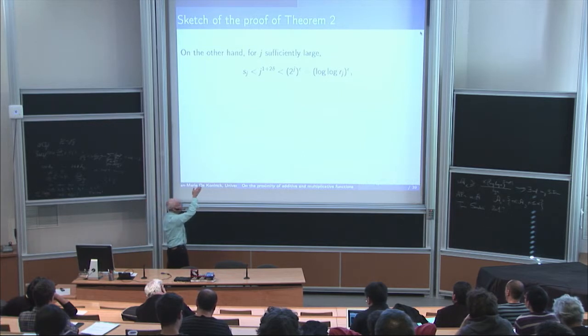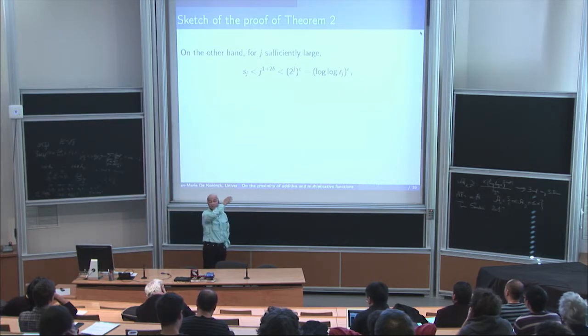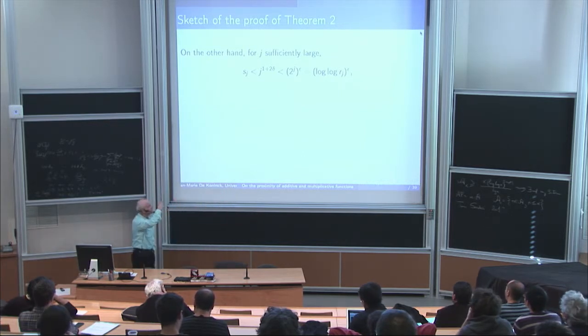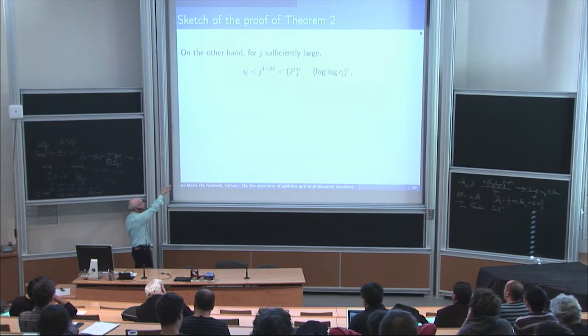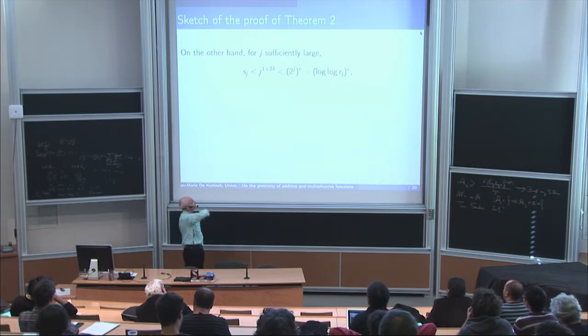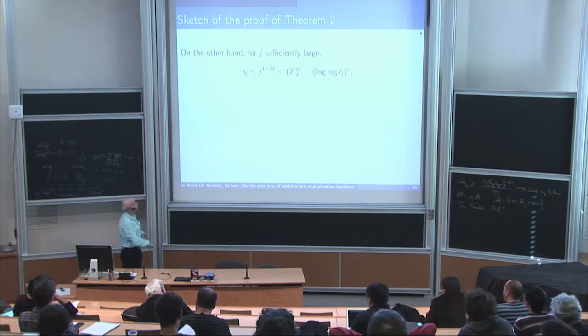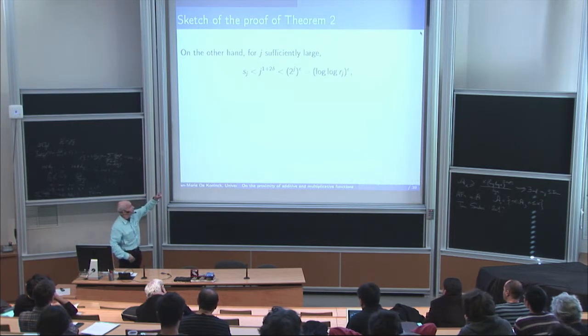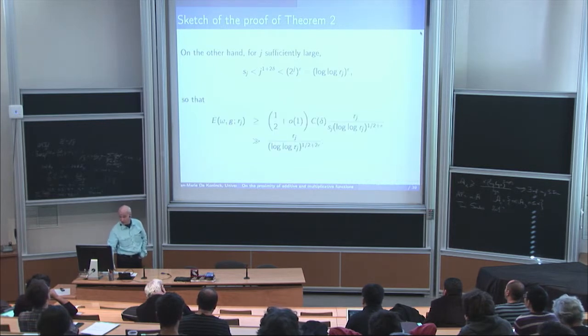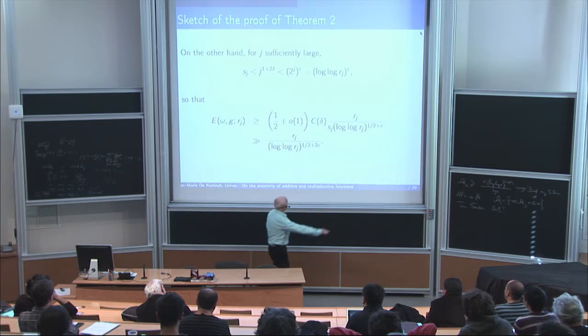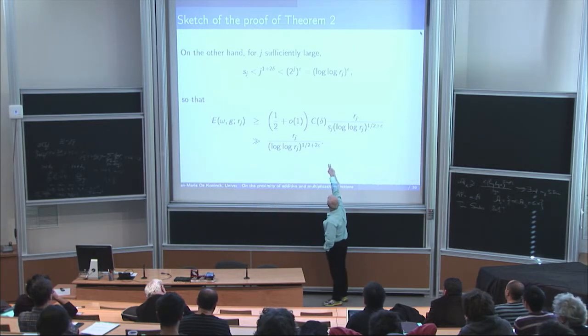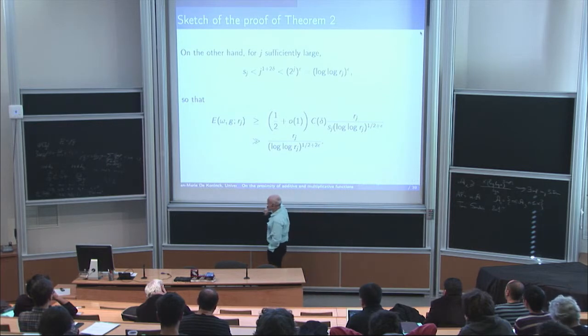And recall how I chose rj. Rj was e to the 2 to the j, so we have equality there. 2 to the j epsilon is log. So the important thing to remember is that sj is smaller than log rj to the epsilon. So I can replace sj by this, which was the last line of the preceding slide, and I get my result, and we are done.